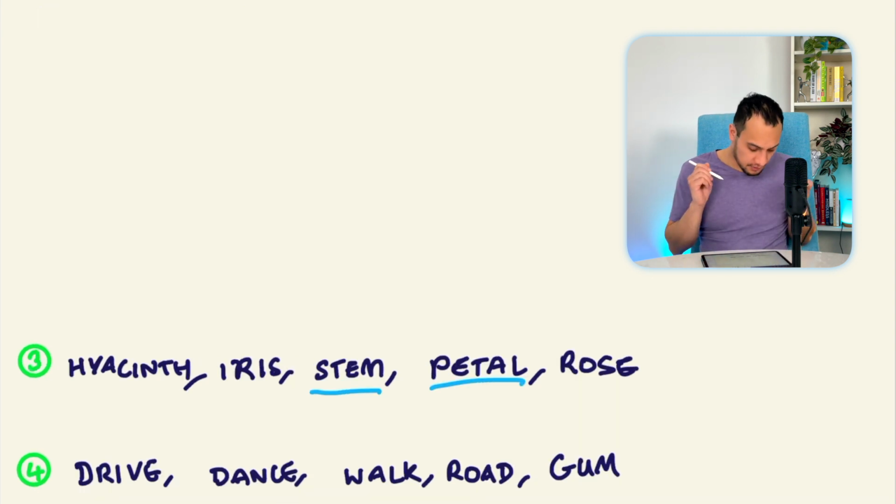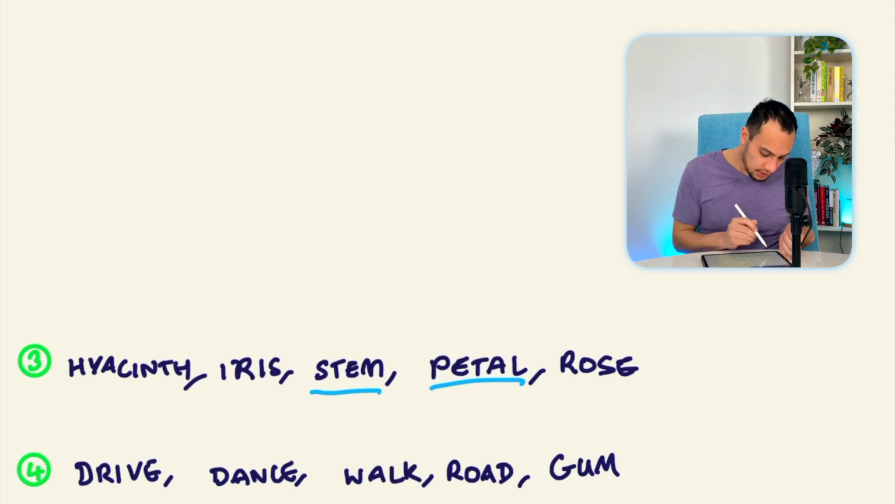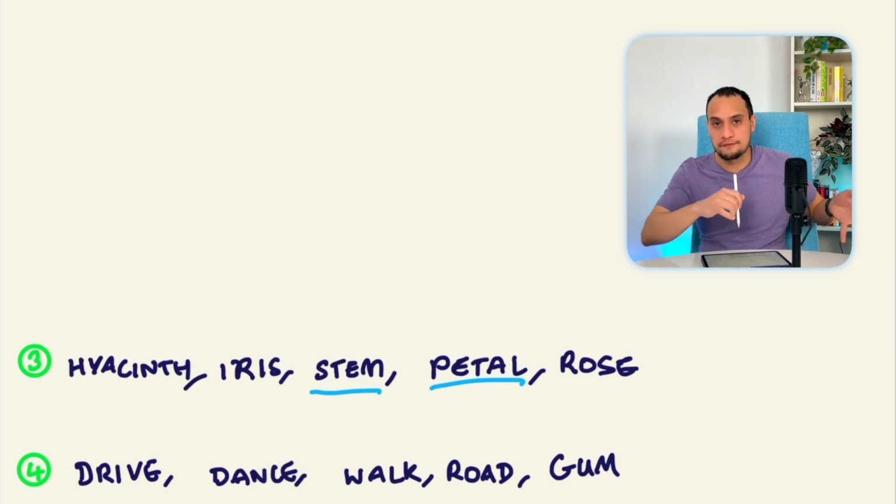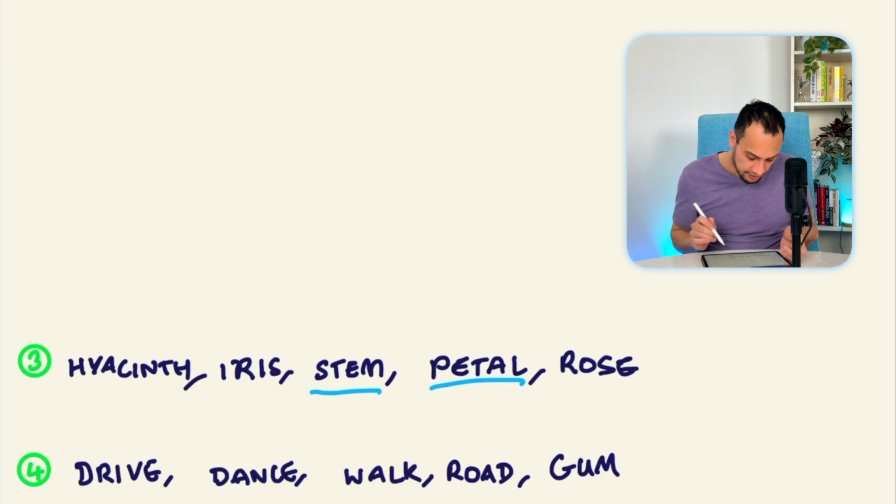So here we have hyacinth, iris, stem, petal and rose. Now hyacinth, iris and rose are actually all flowers. Then we're left with stem and petal. Now what's a stem and a petal? Obviously the stem holds the flower up, and the petal is part of the actual flower, the pretty part. So we can select those because they're not types of flowers. Let's look at our set here.